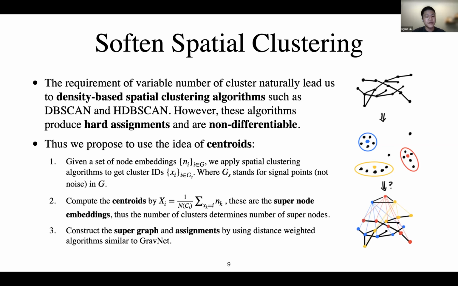Given the node embeddings, we perform spatial clustering to get the cluster IDs. And so far, they do not have any gradient at this point. We then compute the centroids, which are basically the center of mass of each cluster. And the centroids are regarded as the supernode embeddings. Here, it's kind of like the reverse order, because we initialize the supernodes with the graph generated by these embeddings, while the usual process is to compute the embeddings from the supernodes. So our next step is to construct the supergraph and the assignments using these embeddings.